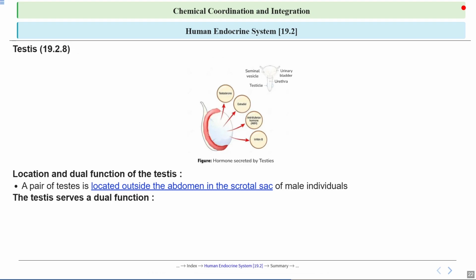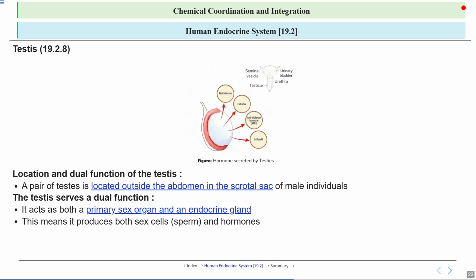So the testes serve a dual function. It produces sperm, which is a male reproductive cell, and it also produces hormones, mainly testosterone, which is responsible for the development of male secondary sexual characteristics and the maintenance of male reproductive tissues. So it acts as both a primary sex organ and an endocrine gland. This means it produces both sex cells, that is sperm, as well as hormones, which is testosterone.